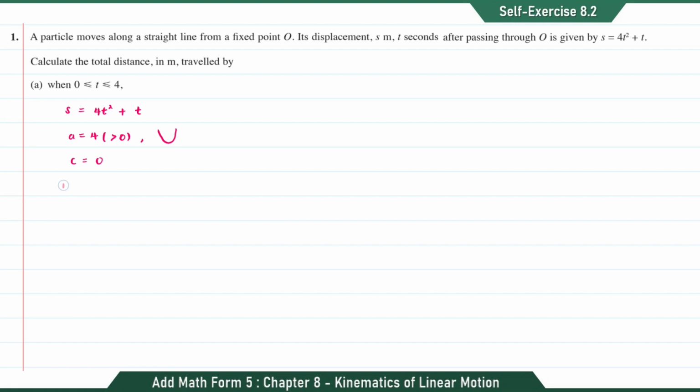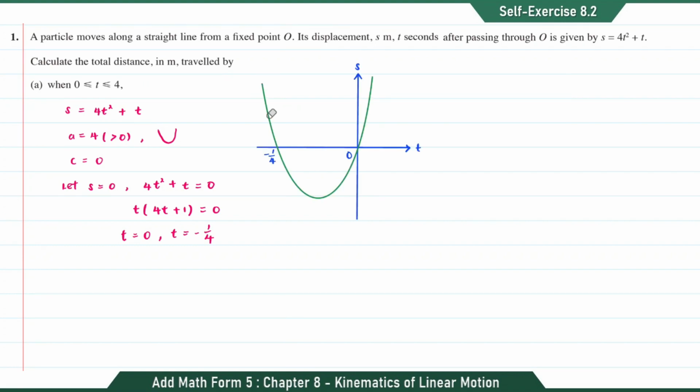Next, I'm going to find the roots. To do so, I'm going to let s equal to 0. Then this will be 4t squared plus t equal to 0. Using the factorization method, it will be t bracket 4t plus 1 equal to 0. From here, we know that t is equal to 0. Another one will be t equal to negative 1 over 4. With all this information, now we can sketch the displacement-time graph. So this is what the graph looks like.